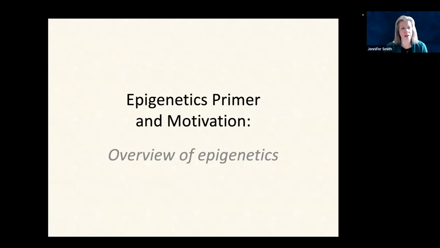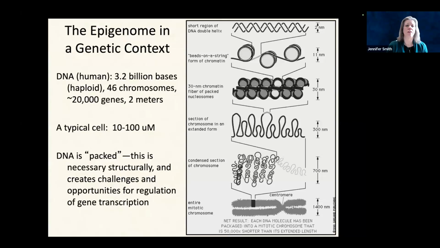Okay, so let's start by talking about a primer on epigenetics. Really, what is it? Remember that in the genome, we have DNA, the DNA sequence, A's, C's, T's, and G's. It is 3.2 billion bases in the haploid cell. So you get 3.2 billion bases from your mom and 3.2 billion bases from your dad. It's 46 chromosomes, about 20,000 genes, and it's about 2 meters long.